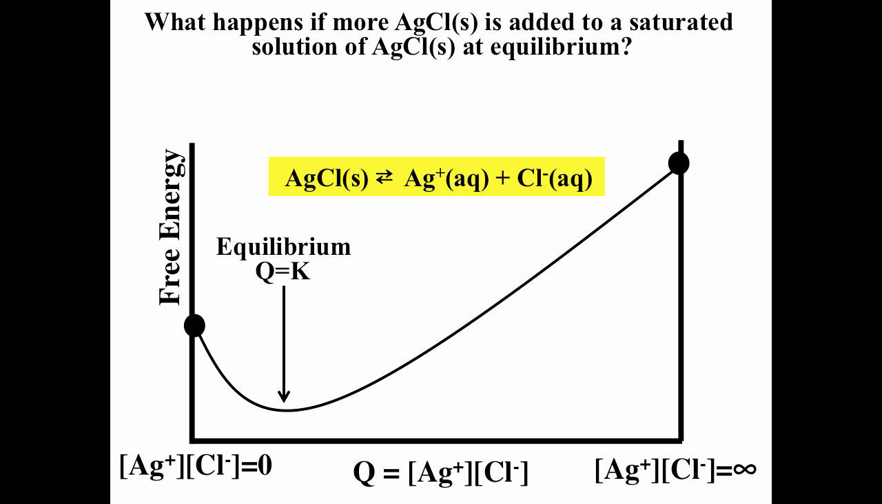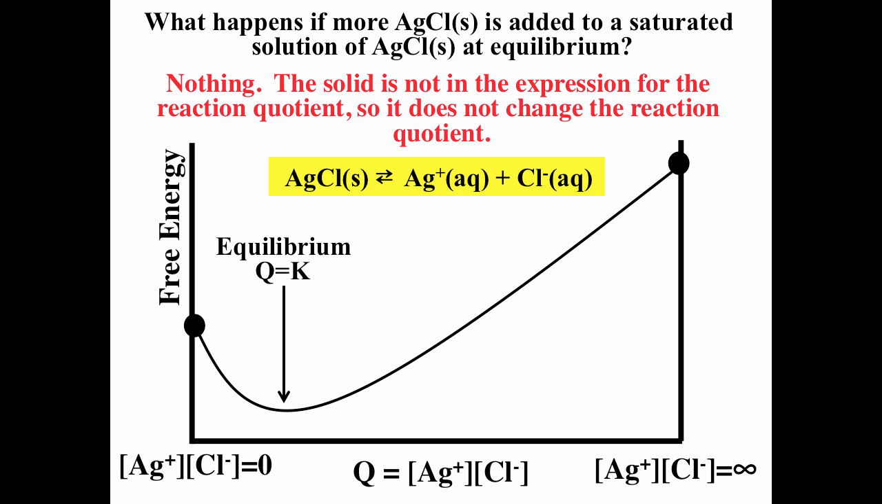And so adding more silver chloride solid does not affect Q. Even after we add more solid, Q equals K, and so the system's still at equilibrium, and nothing is going to happen. We can add as much solid as we want, and nothing is going to happen. We can look at a little bit more interesting example.